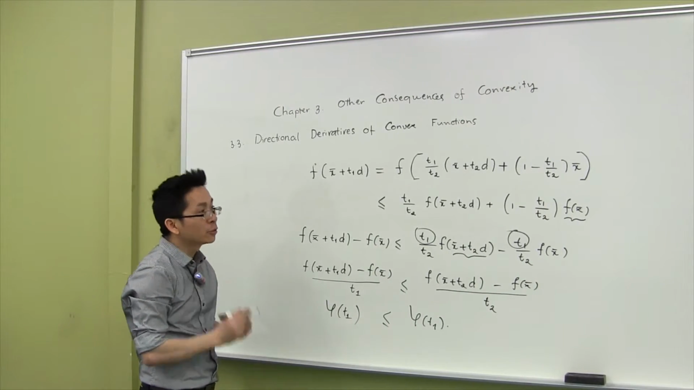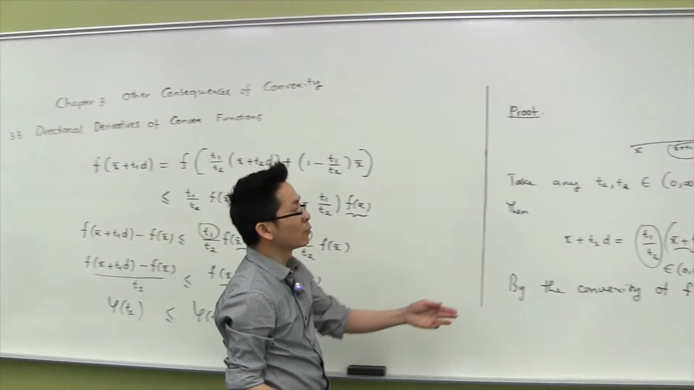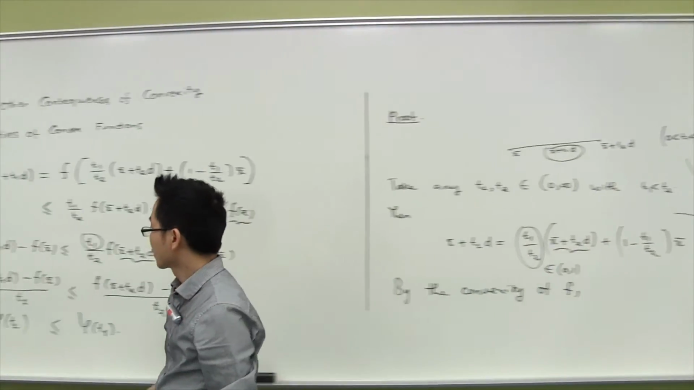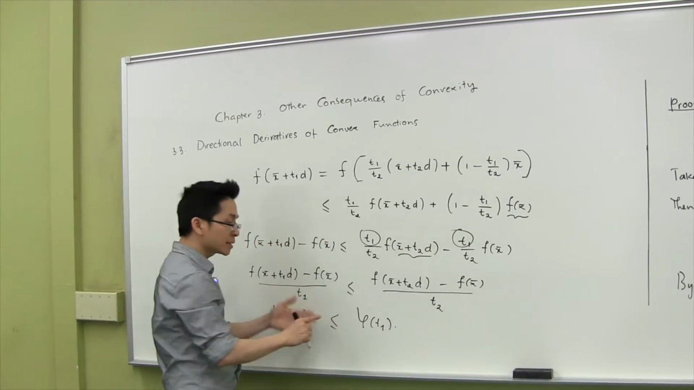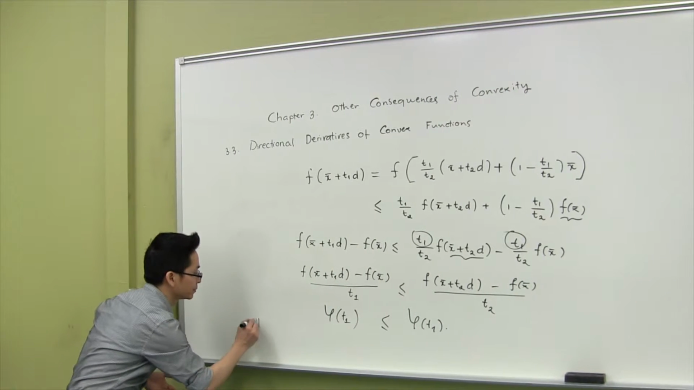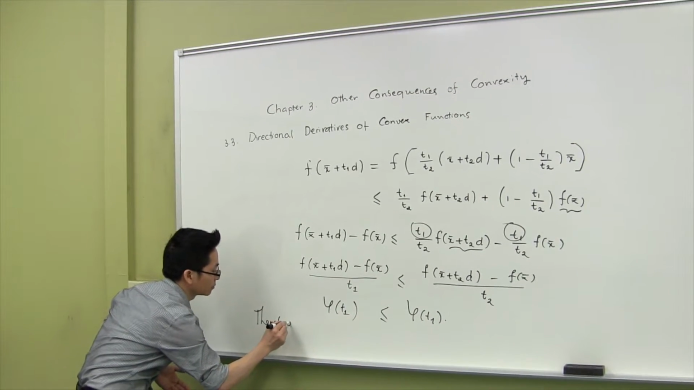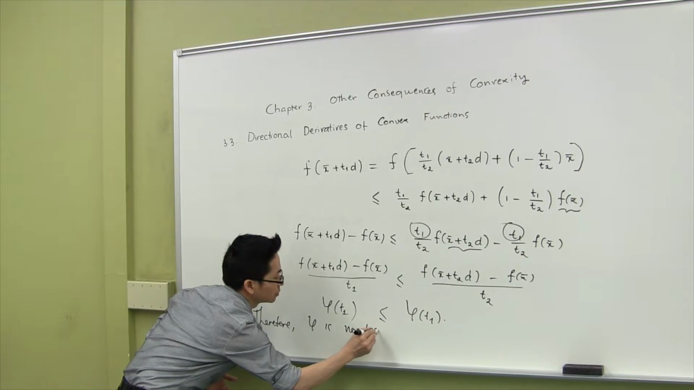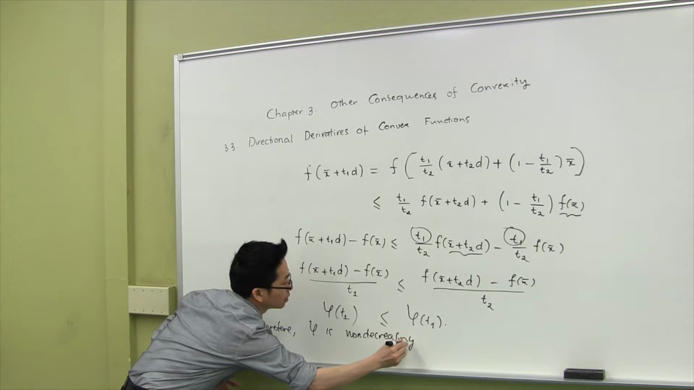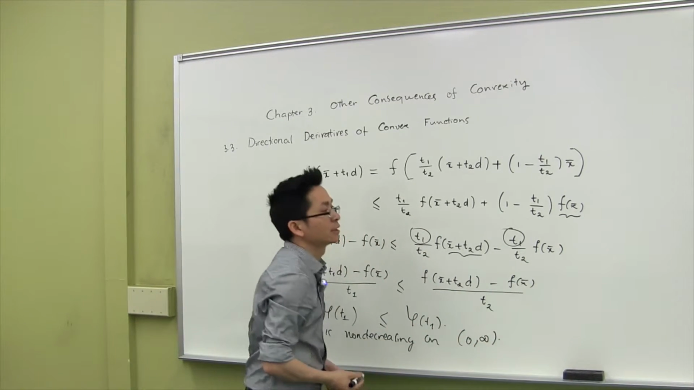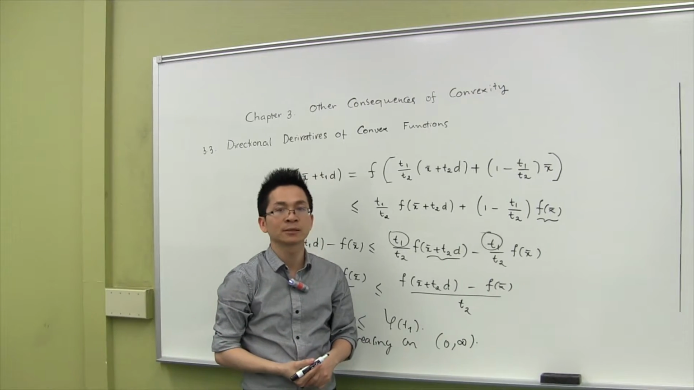So we have shown that if t1 is less than t2, then phi of t1 is less than or equal to phi of t2. Therefore, phi is non-decreasing on the interval 0 to infinity. And the proof is complete.